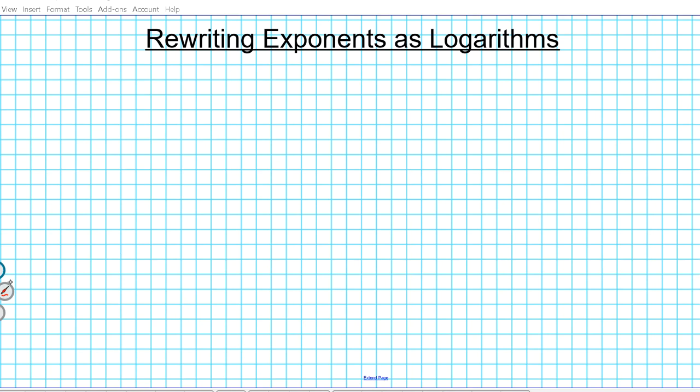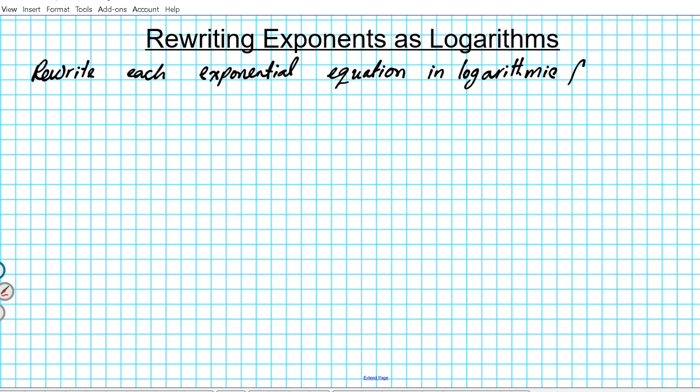Take a look at the instructions for the examples that we are working on. Instructions are as follows. We are to rewrite each exponential equation in logarithmic form. All right, so the first one, we have 7 raised to the second power is equal to 49. So we have to write this exponential equation in its equivalent logarithmic form.